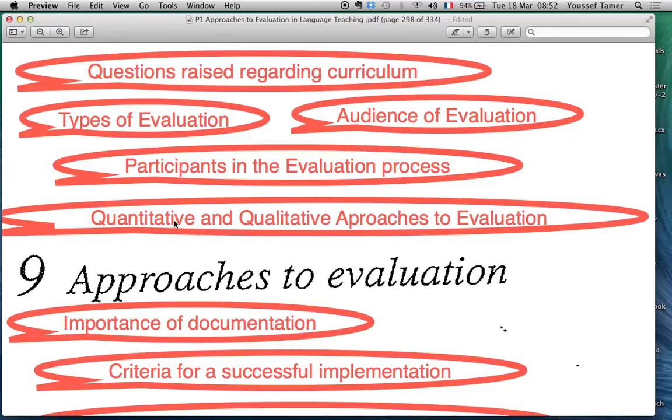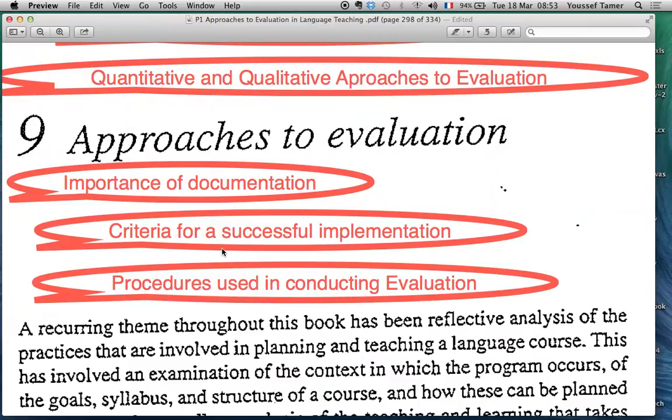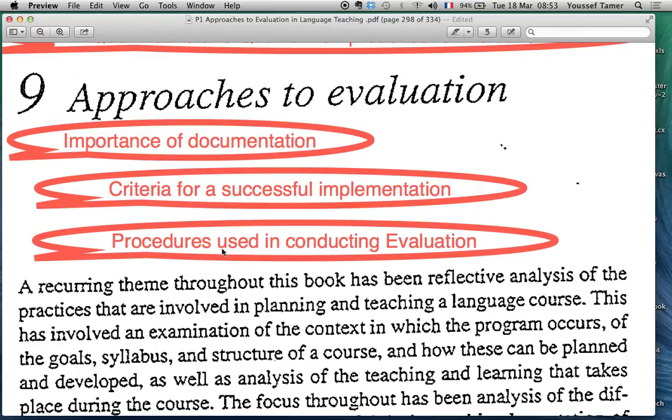And then we are going to talk about the audience of evaluation, the participants in the evaluation process, the quantitative, qualitative approaches to evaluation, importance of documentation, and also something which is also important, some criteria for a successful implementation. Because there is implementation, but not any implementation can be successful. There are some criteria to be considered in successful implementation of a program. And finally, we'll talk about procedures used, okay, the instruments, procedures used in conducting evaluation, right?